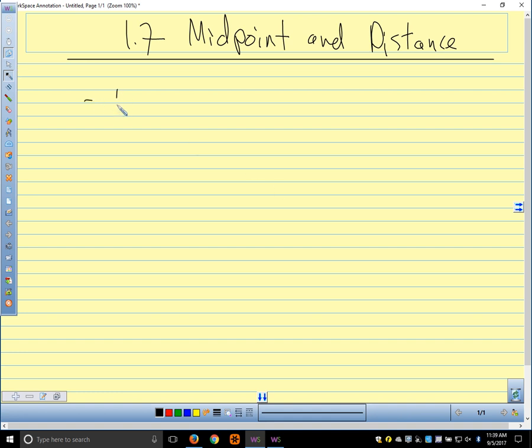So let's remember what we mean when we're talking about a midpoint. What is the midpoint? What's special about the midpoint? What are we even talking about when we say midpoint? Well, what does the word tell us? Yeah? It's a point in the middle of a line. So the midpoint is the point in the middle.